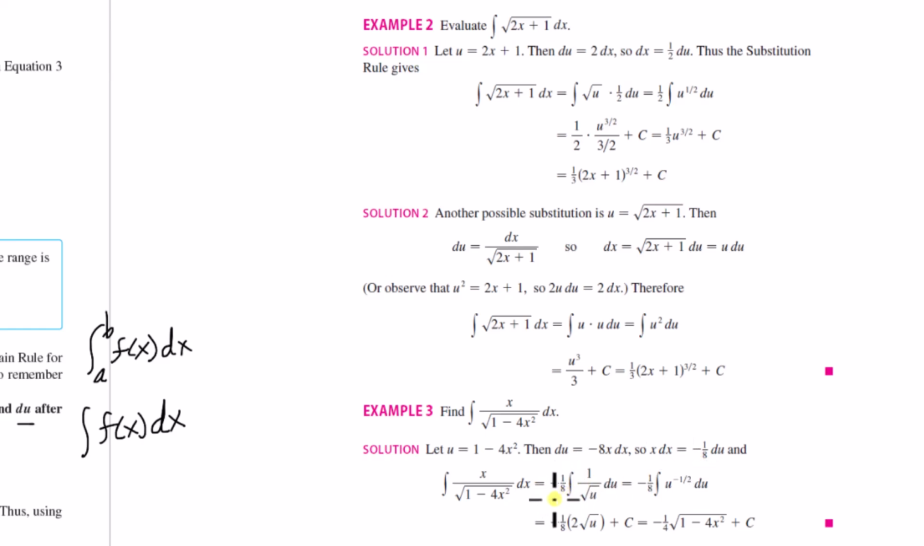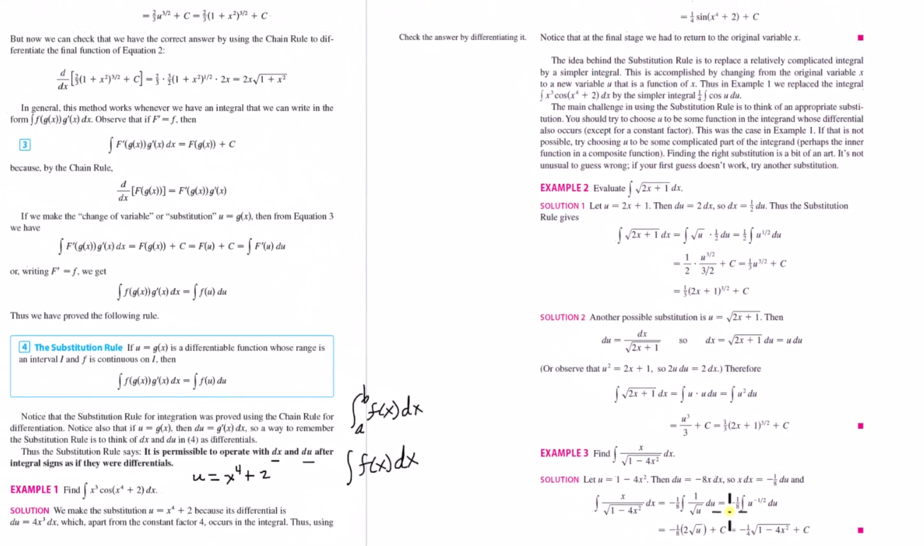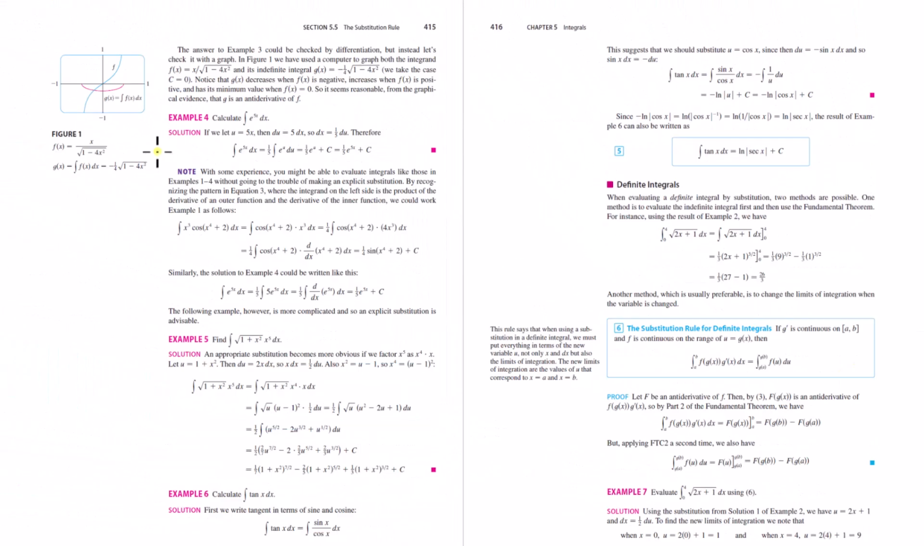You just have this coefficient of minus 1/8 that you can bring out of the integral, and so after making the substitution, you're left with minus 1/8 times the integral of 1 over root u du, and you can solve that. Okay, and so that's the idea, and there are more complicated examples, but we're going to work a bunch of these problems so you can get the hang of all of this.